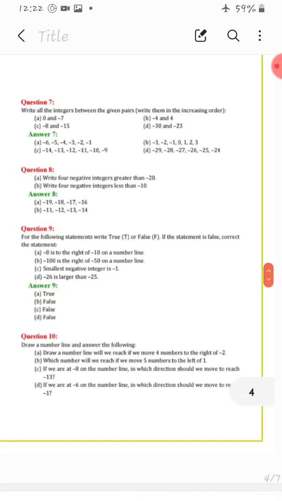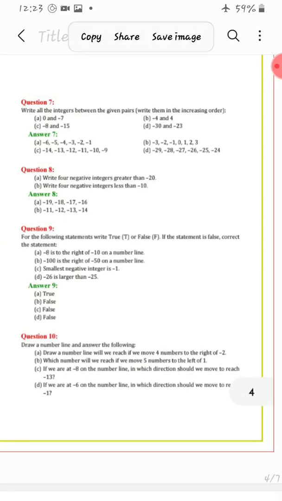Then question number 9b is given: minus 100 is to the right of minus 50 on the number line. But minus 50 comes before minus 100. So here the answer is false, because minus 50 is to the right of minus 100 on the number line. So your answer should be: minus 50 is to the right of minus 100 on the number line. That is the reason why it is false.